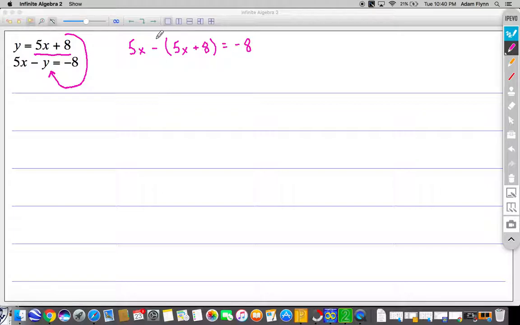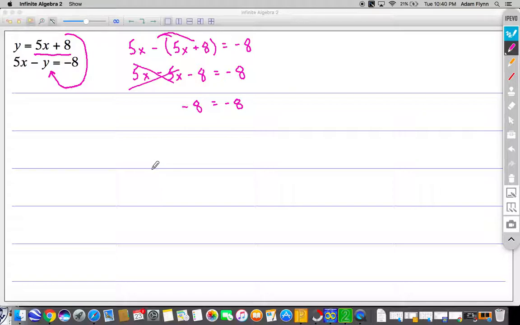So let me take care of the parentheses, so I'll distribute this negative sign. Same thing as multiplying by negative 1. So I have 5x minus 5x minus 8 equals negative 8. So when I simplify, 5x minus 5x, those cancel. So I'm left with negative 8 equals negative 8.